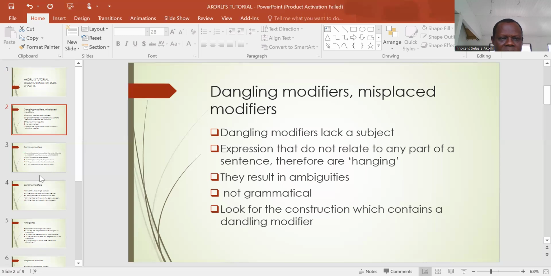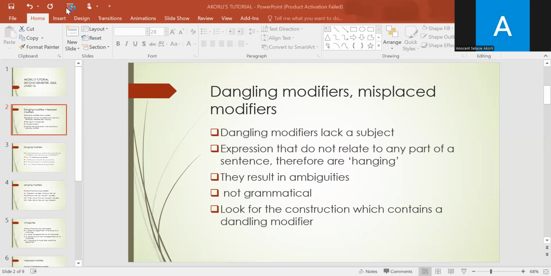So in this tutorial, I would like to just go over with you briefly. Now, so see, dangling modifiers lack a subject. So what to do is to introduce a subject. The expressions that do not relate to any part of a sentence, therefore, they are hanging, they are dangling. But like I said earlier on, I prefer using the word unrelated to anything or misrelated to something.